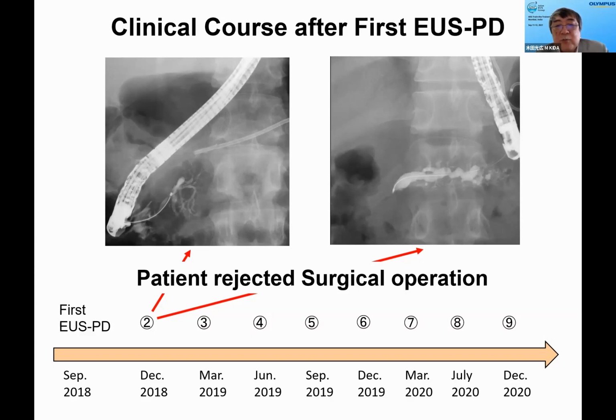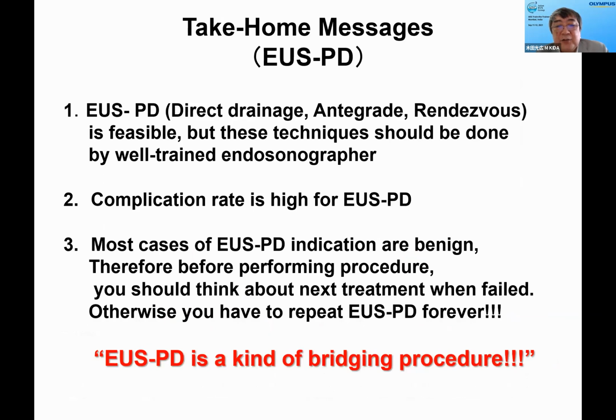So this is the take-home message. EUS-PD techniques should be done by a well-trained endosonographer. Complications are high for EUS-PD. Most indications for EUS-PD are benign. Therefore, before performing the procedure, you should think about the next treatment when it fails. Otherwise, it is EUS-PD forever. It is a kind of bridging procedure.